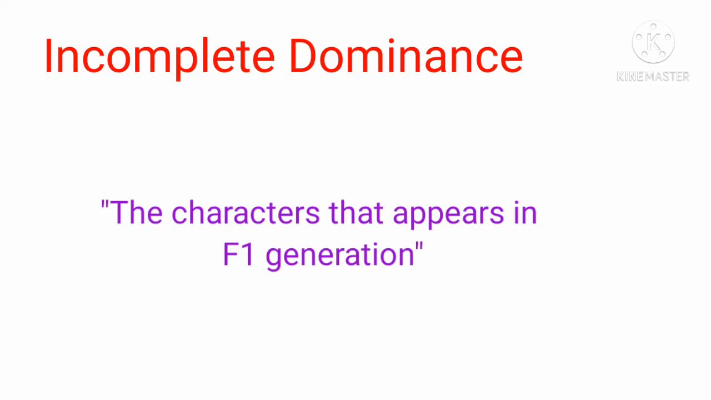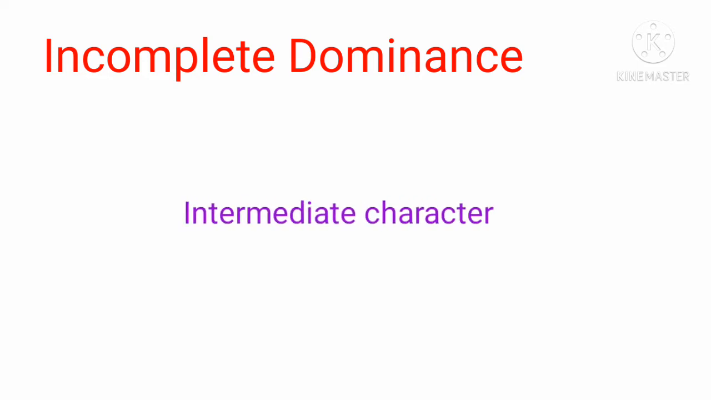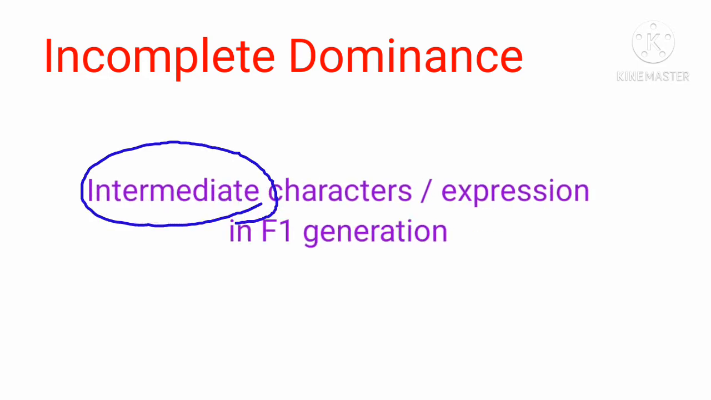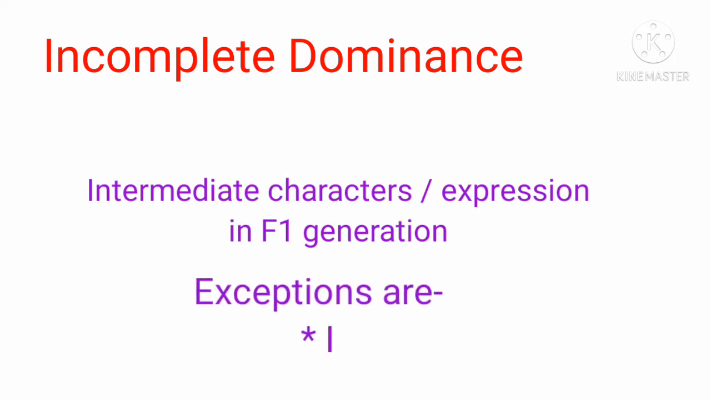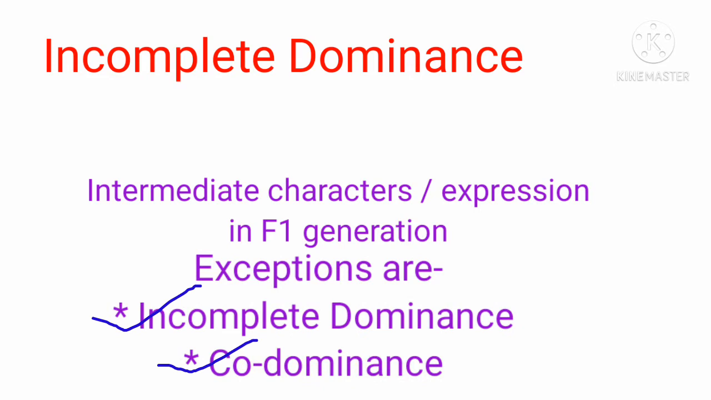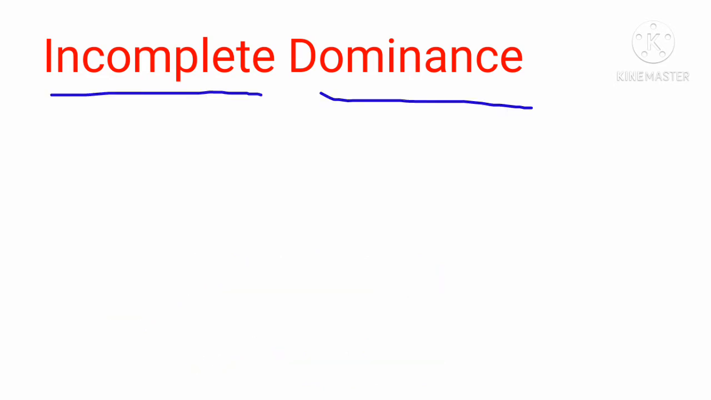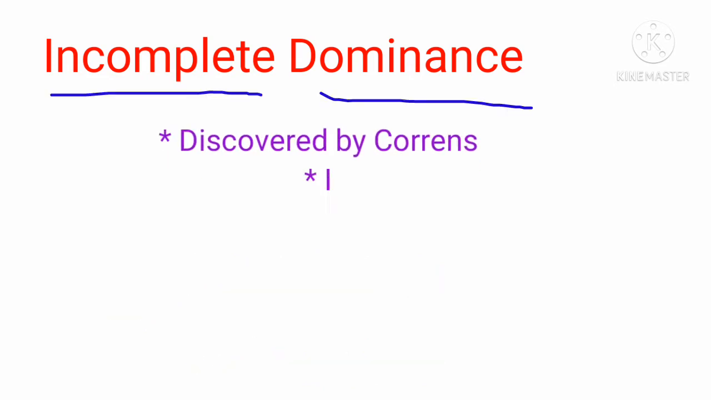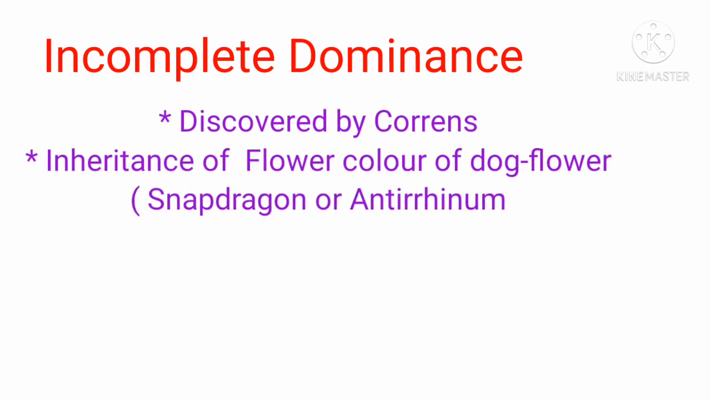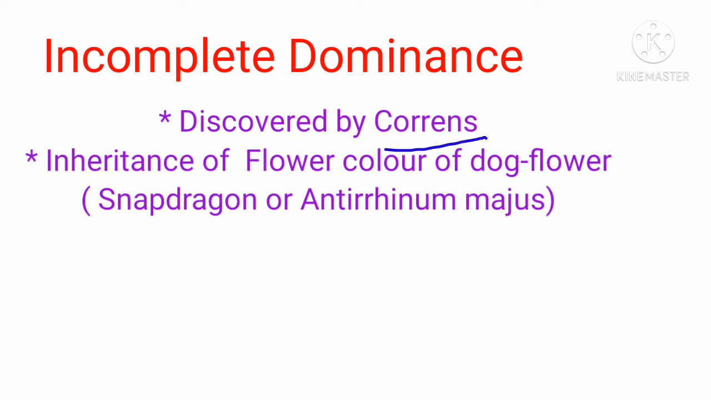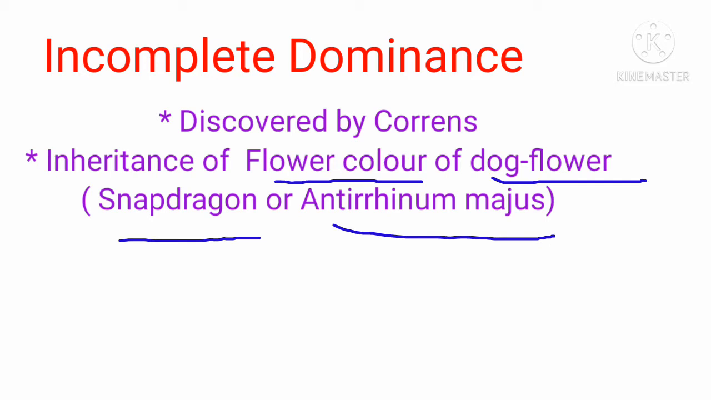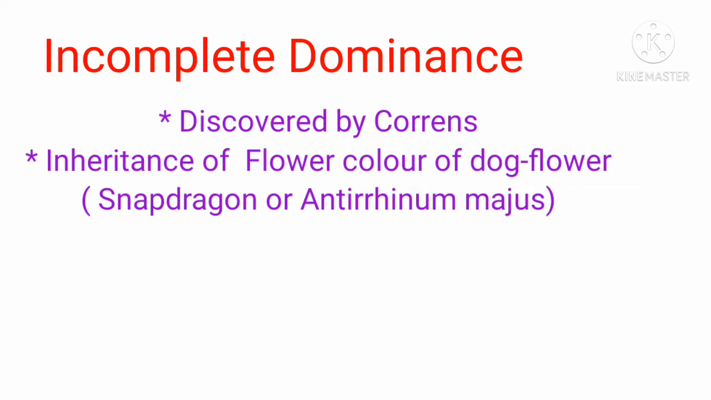They don't show the dominant characters in the F1 generation. They have intermediate characters in the F1 generation. So the exceptions are incomplete dominance and codominance. Let's see in detail about incomplete dominance. Incomplete dominance was discovered by Correns in the inheritance of flower color of dog flower, that is snapdragon or Antirrhinum majus. That is the name of the flower.